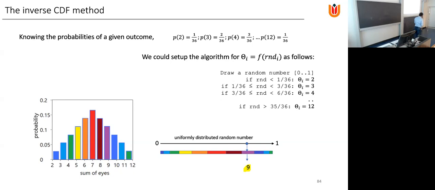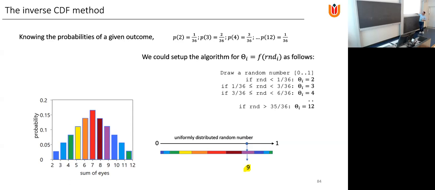So we could set up an algorithm as follows: we draw a random number between 0 and 1, and if that random number falls between 0 and 1/36, then I would assign 2 as my value of theta. If the random number falls between 1/36 and 3/36, a bigger chunk, then I would assign theta as 3. If it would fall between 3/36 and 6/36, then I would assign 4.